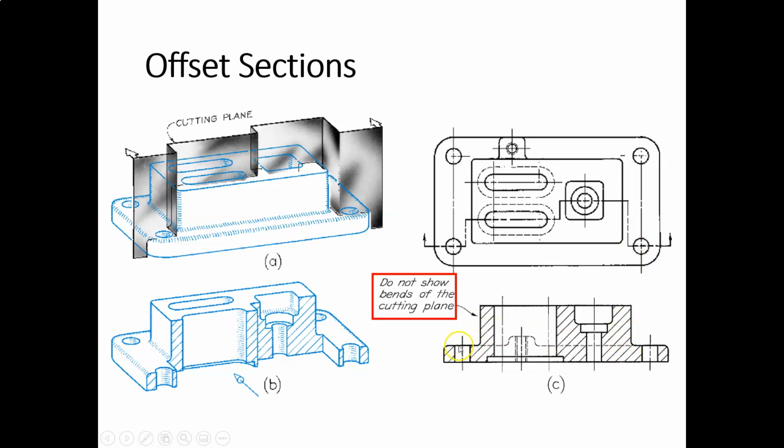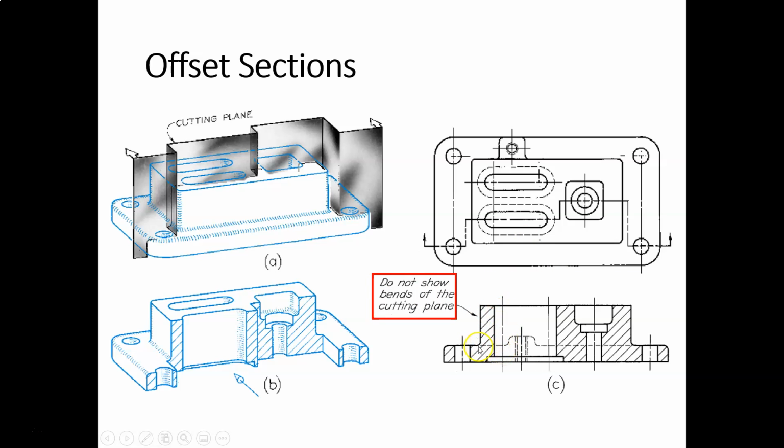So in fact, this section view alone is misleading because it implies that all of these features are lined up in one line. But we see clearly that that is not the case in our top view where our cutting plane line is. So therefore, it's an offset section. So do not show the bends in the cutting plane.